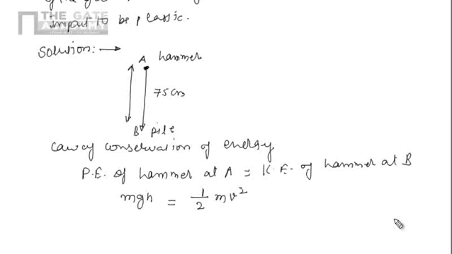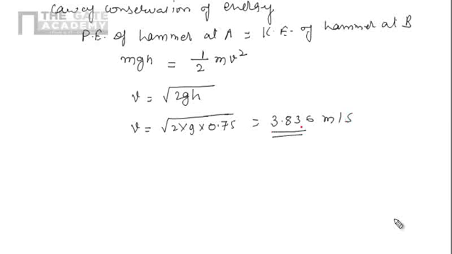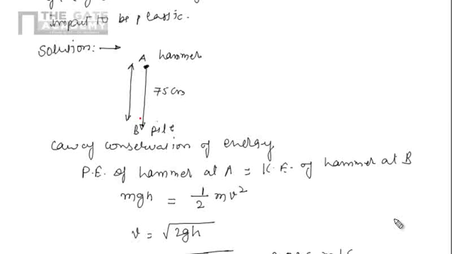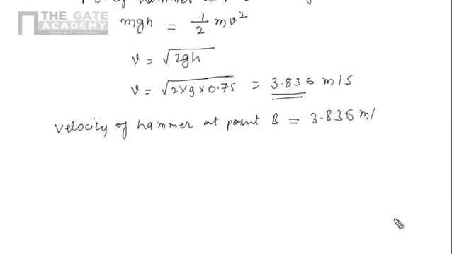1 by 2 mv squared. So now we will get v equals square root of 2gh, and if we put the value of h, 75 centimeter, in meter it will be 0.75, we will get 3.836 meter per second. So that is the velocity of hammer at point B. So we can say that velocity of hammer at point B equals 3.836 meter per second.